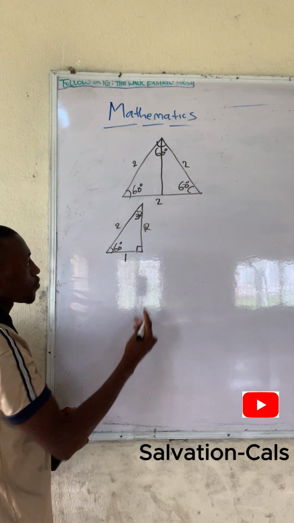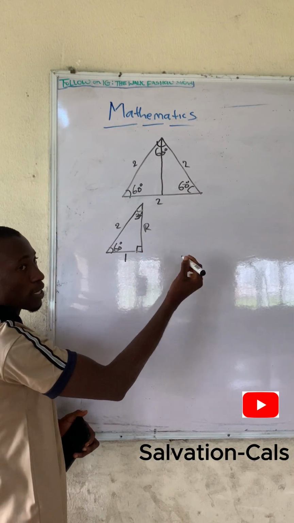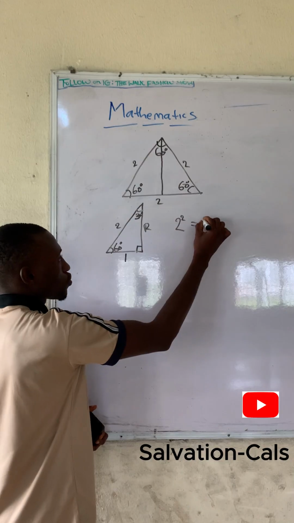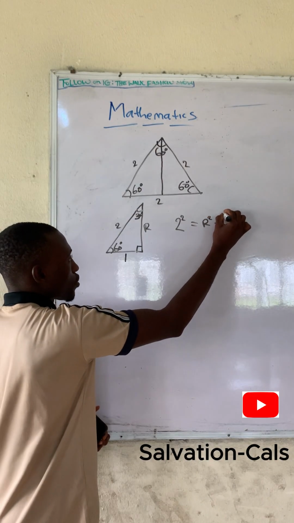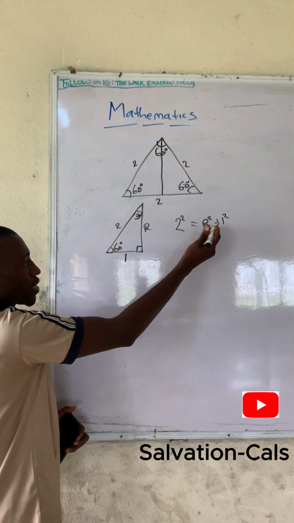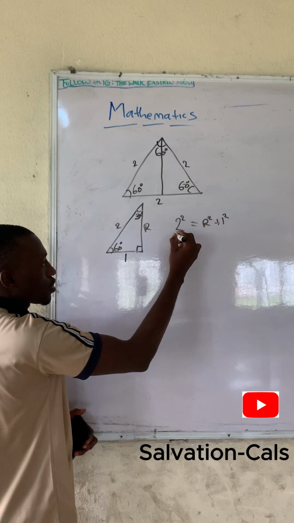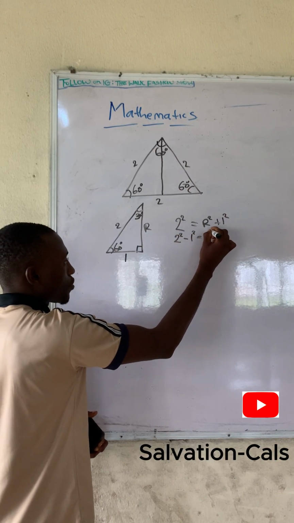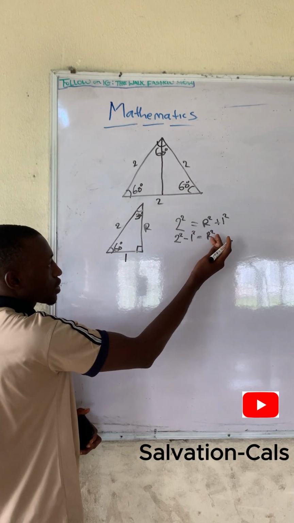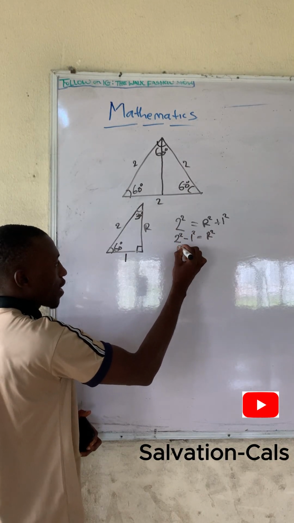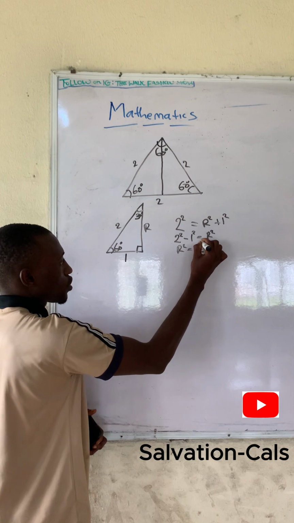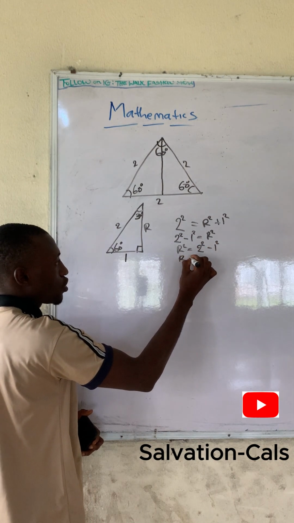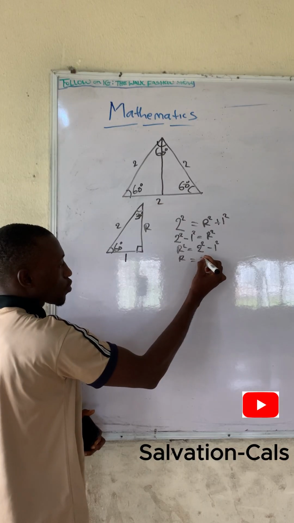R is unknown. So for us to get this R, what do we use? We use Pythagoras theorem, which states that the longest side, which is 2 squared, is equal to R squared plus 1 squared. So to make R the subject of the formula, we now have 2 squared minus 1 squared equal to R squared. So R squared is equal to 2 raised to power 2 minus 1 raised to power 2.